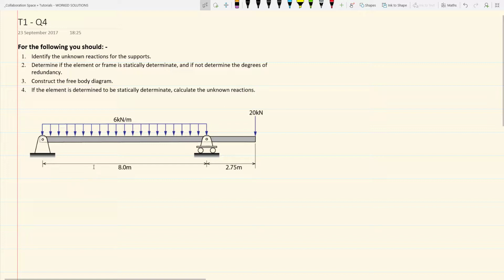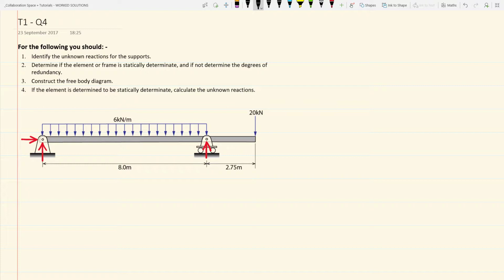A beam is considered statically determinate if the number of unknowns equal the number of equations of equilibrium. If we consider each support, the pin support to the left-hand end has two unknowns. It has a vertical and a horizontal unknown, whereas the roller support has a single vertical unknown. That is, for the beam as a whole, there are three unknowns associated with the supports.